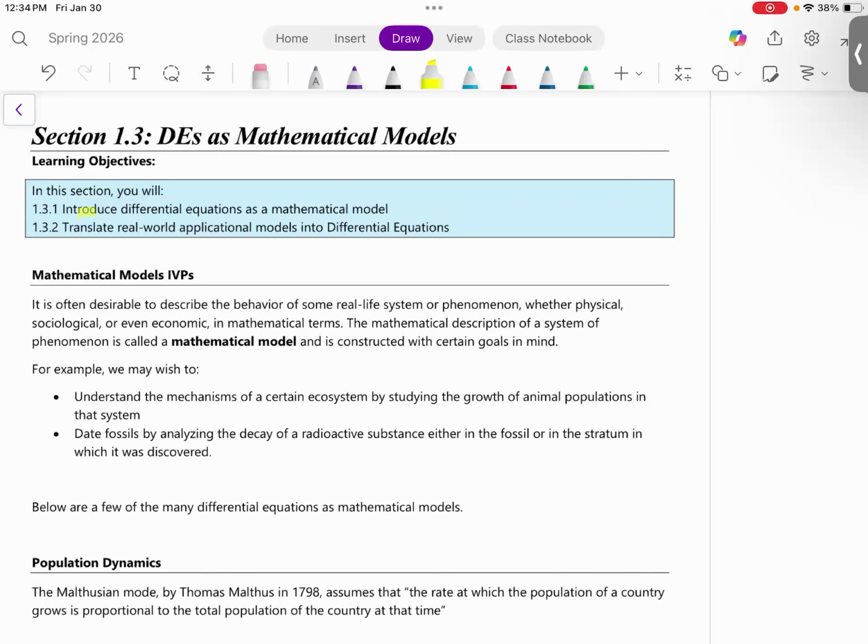Here, we're going to introduce differential equations as mathematical models, and then we are going to translate real-world applicational models into differential equations. These will be happening at the same time, but they're both important objectives to achieve. So let's go ahead and define what a mathematical model is, in case you are unfamiliar with the definition or how it would be applied. So, mathematical models as initial value problems. Just remember that an initial value problem is just a differential equation with an initial condition.